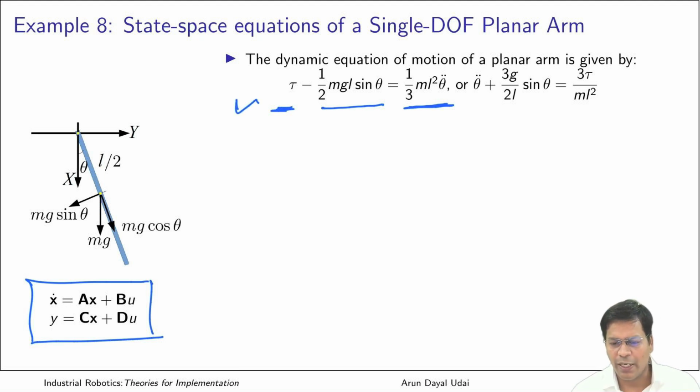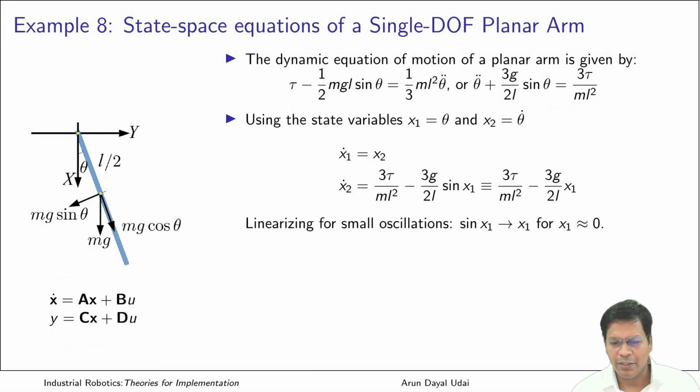So the same equation can now be written as this. Theta double dot is equal to 3 tau by ml square minus 3g by 2l sine theta. So yes, now I can use these substitutions. So x1 is equal to theta, x2 is equal to theta dot. So this is the first one that you know, it is very trivial. So x1 dot is basically theta dot, so that is equal to x2. This is the first one.